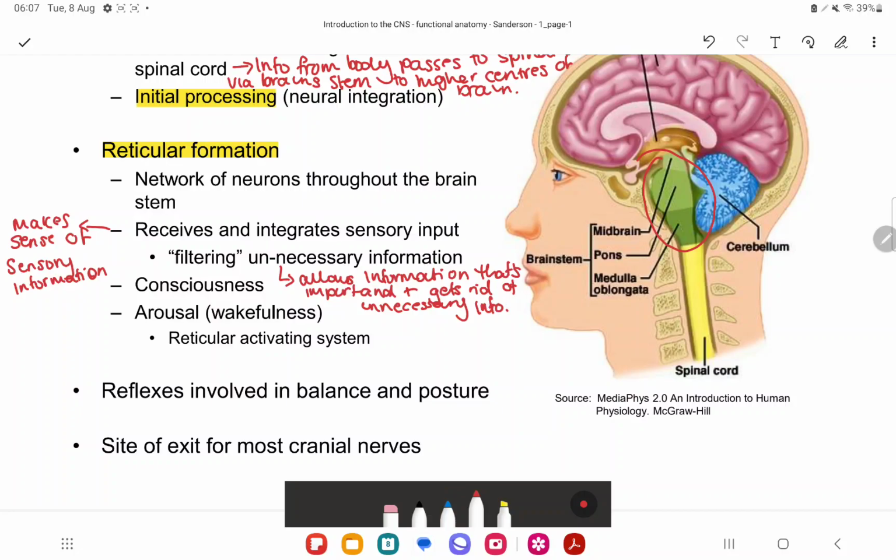Okay, and then also, the reticular formation is important in consciousness as well. So during consciousness, this is being aware. For example, when you're sleeping, the brainstem takes only the important information. Let's say you're sleeping and there's a baby crying. You will hear the baby crying and then you will react to that. So it's important in consciousness. And so we can write here, consciousness.